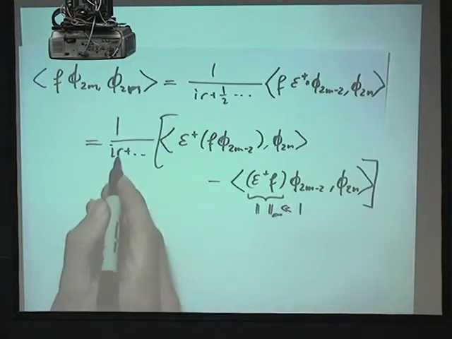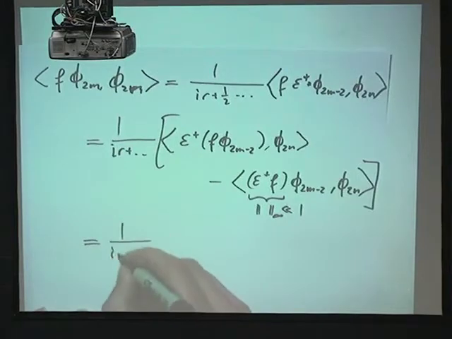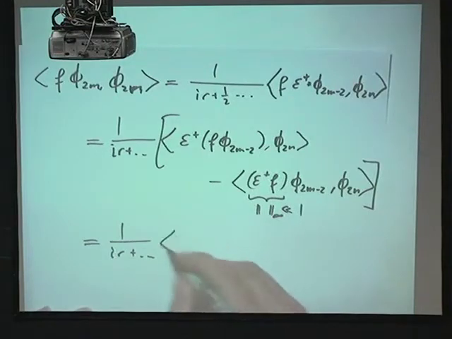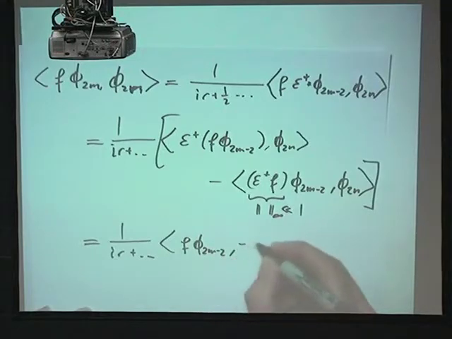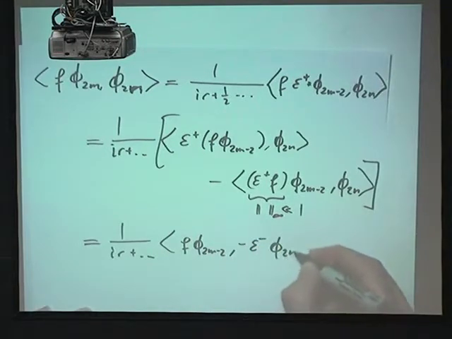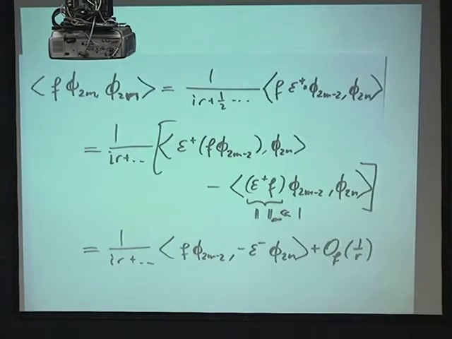But in front there's an r, so I can write 1 over ir plus the same thing that I had initially, times the inner product of f phi 2m minus 2, E minus applied to phi 2n, plus O of 1 over r. I did two things. Now that the E plus is applied to an expression, I can move the E plus over because I know its adjoint. I get this expression.